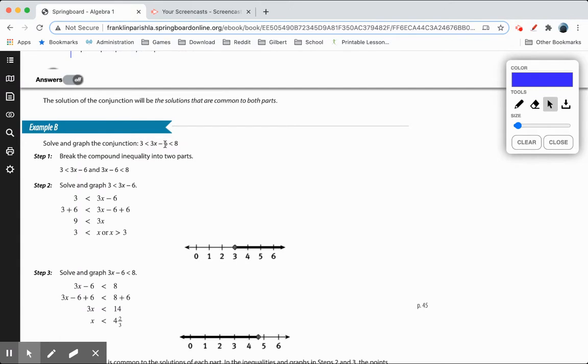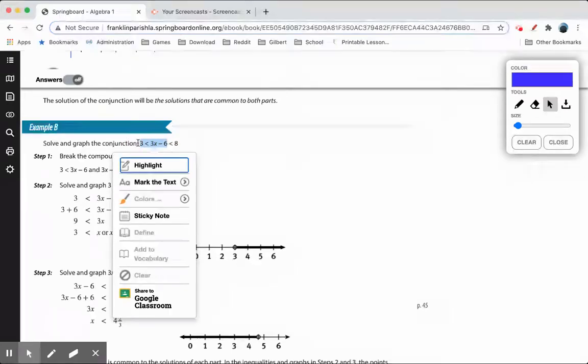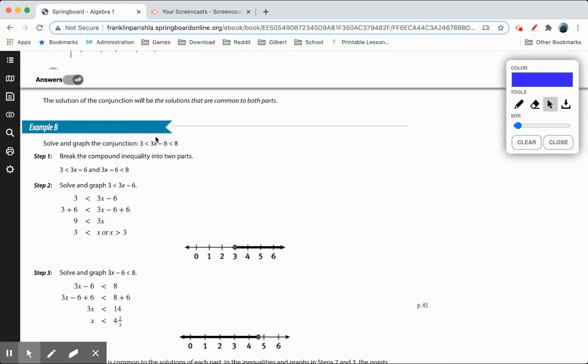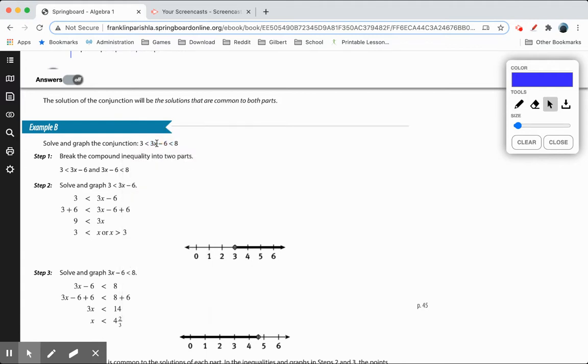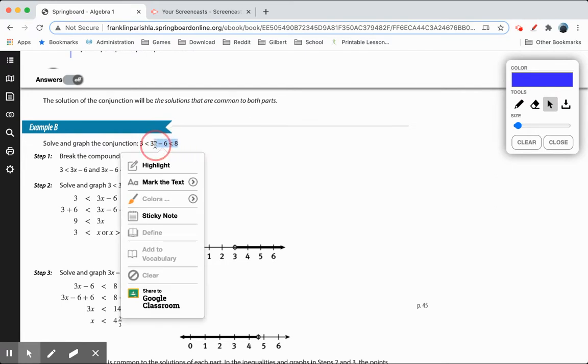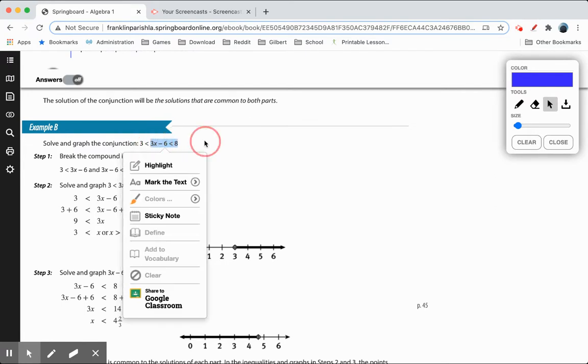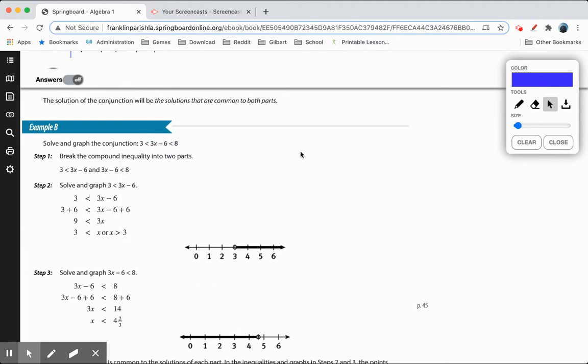And to solve this, we're going to solve this part, and we're going to solve this part. Don't put 3x on this side and minus 6 with this side. No, it's the whole thing in the middle. You solve it with the left, and then the whole thing in the middle, solve it with the right. So it's 2 problems in one. That's part of the compound thing. It's more than one problem.